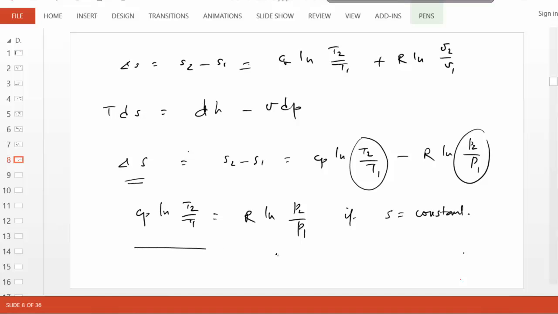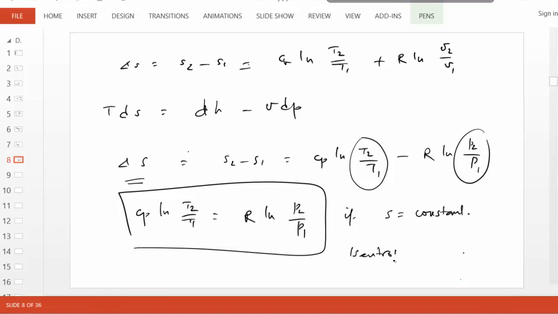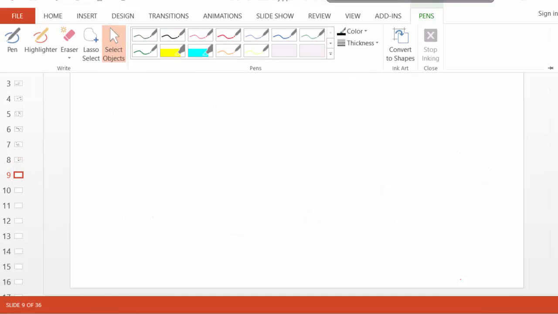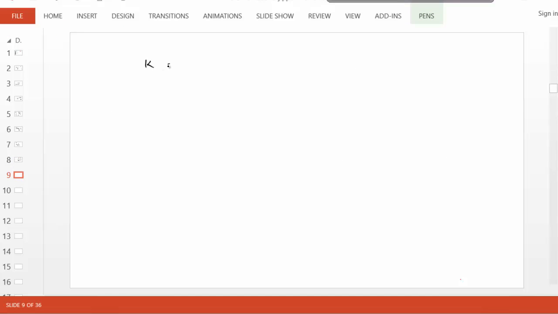Now, these kinds of relationships are known as isentropic relations. And for a gas, these relationships play a very important role. And it can be even further simplified. Instead of having Cp and R as different constants, if you recall, K is defined as a ratio of Cp over Cv.